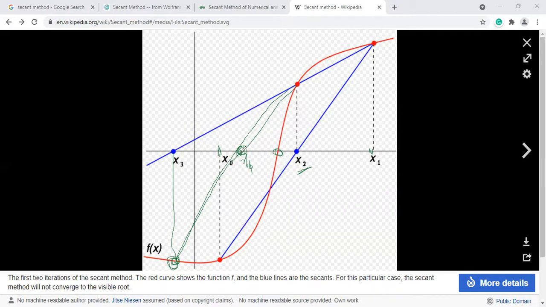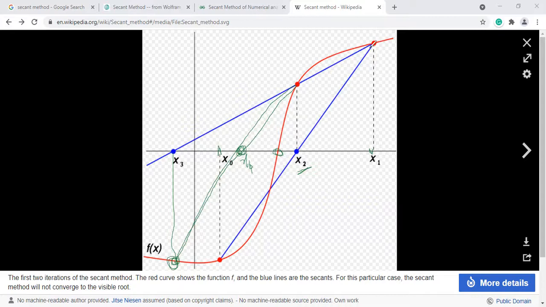I repeat: we join (x0, f0) and (x1, f1), and the line cuts the x-axis at x2. Next, (x2, f2) and (x1, f1) are joined by a straight line, and this line is extended to meet the x-axis at x3. Now this is the next approximation to the root. Next, (x3, f3) and (x2, f2) are joined by a straight line, and it cuts the x-axis at x4. Then we continue this process until we get an approximate value which is within the limit that we want.